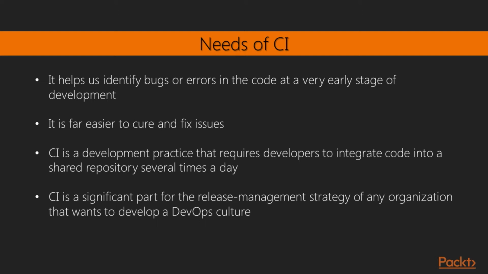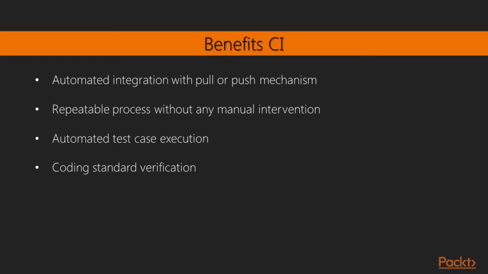Continuous integration is a development practice that requires developers to integrate code into a shared repository several times a day. Each check-in is then verified by an automated build, allowing teams to detect problems early. CI is a significant part and in fact a base for the release management strategy of any organization that wants to develop a DevOps culture. Now we will see the immediate benefits of CI.